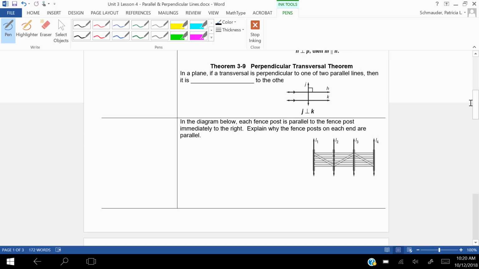And then we have the perpendicular transversal theorem, and it says in a plane, if a transversal is perpendicular to one of two parallel lines, then it is perpendicular to that other line. So if a transversal, J here, is perpendicular to H, which is parallel to K, then I know that that transversal J is also going to be perpendicular to K.